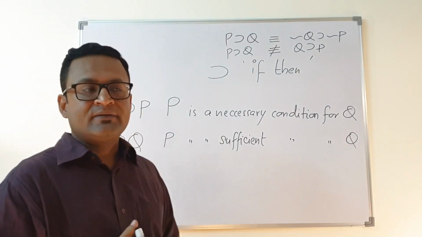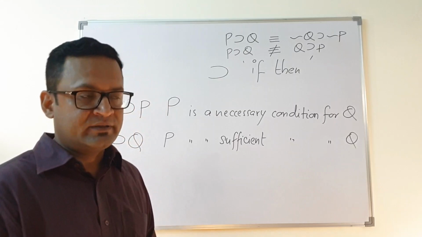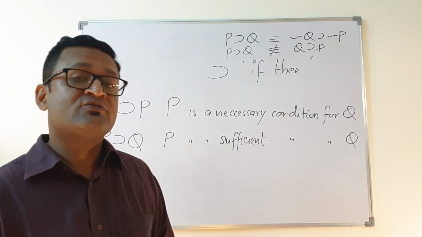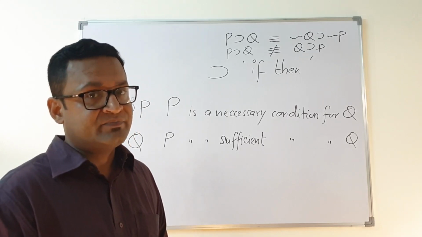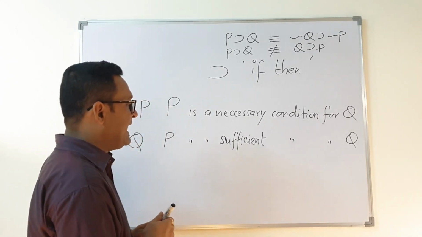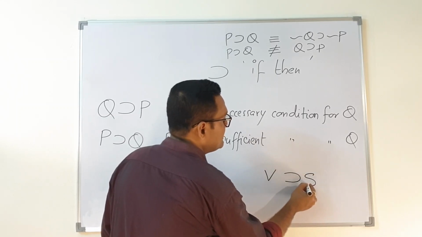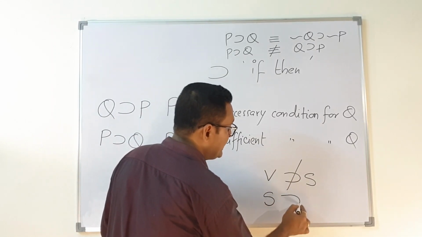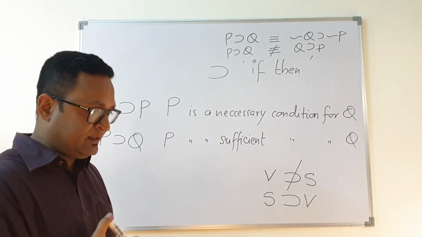A few lectures back, we also discussed validity and soundness, right? That an argument is sound if it is valid and if it has true premises as well as a true conclusion, right? So validity is a necessary condition for soundness, right? But validity is not a sufficient condition for soundness. So if an argument is valid, will it be sound as well? No. But if an argument is sound, then will it be valid? Yes. So this understanding needs to be clear in your mind.